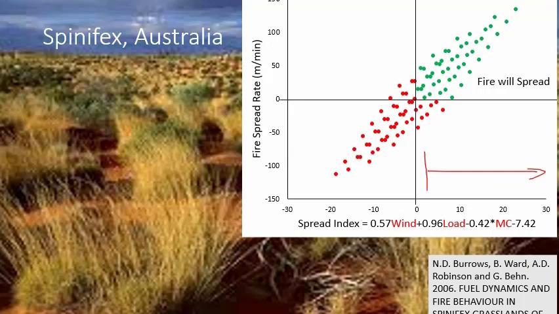And so you can't have negative spread rate. And so fire will only spread in this upper right quadrant here, and that is when the spread index is greater than 0, when the wind is high, when the loading is high, and when the moisture is low, then the fire will spread, and it will spread very fast. So this is an example of an empirical study dealing with these discontinuous fuels.